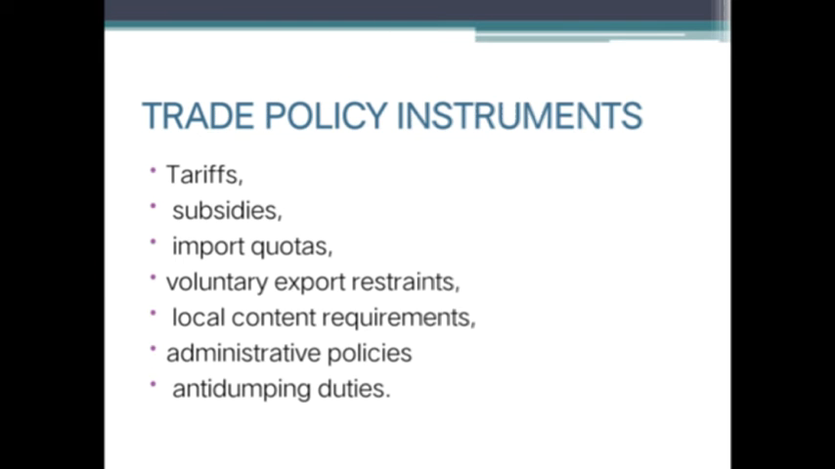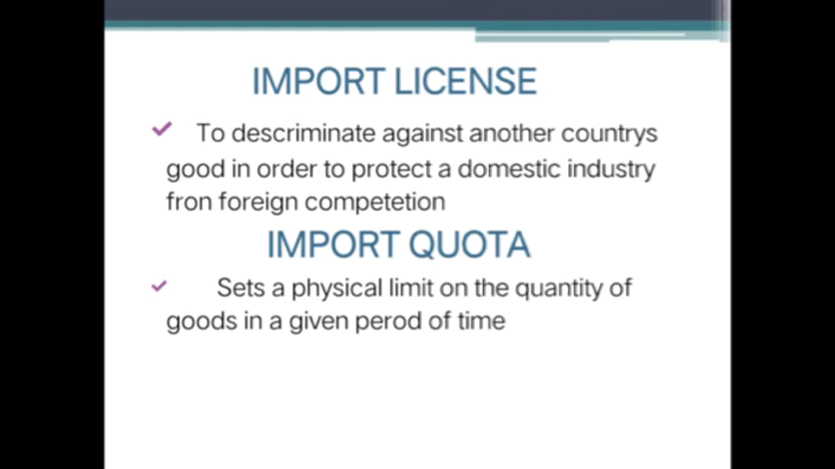Then trade policy instruments. These are the list of instruments used in trade barriers. First one, tariff, subsidies, import quotas, voluntary export restraints, local content requirements, administrative policies, anti-dumping duties. Then moving to the import license. The license is against another country's goods in order to protect the domestic industry from foreign competition.